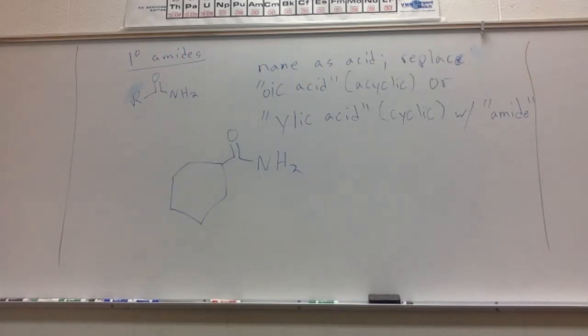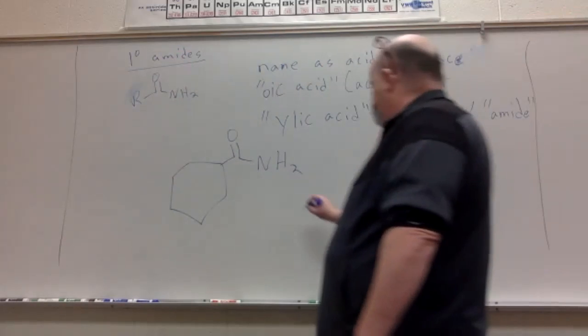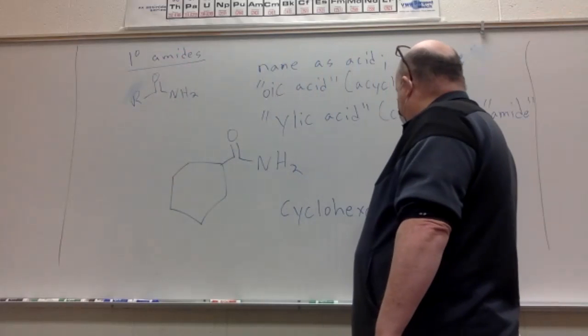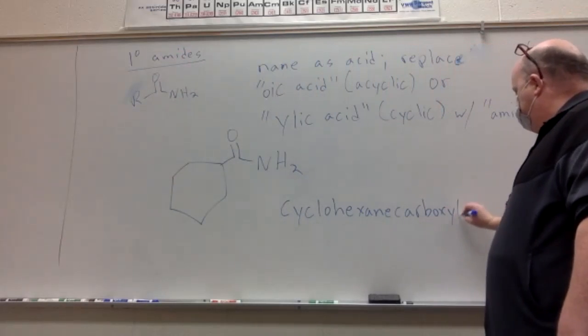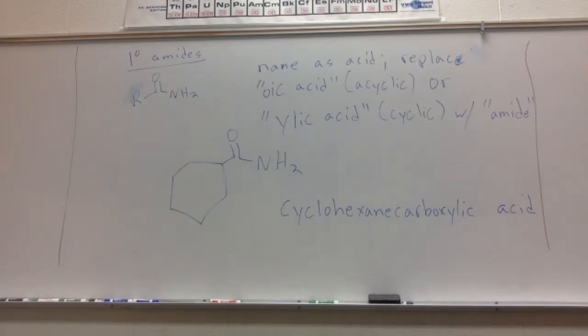All right, so the rules are the same at the beginning. Go ahead and name this as if it were a cyclic acid. What would the name of this be if this was an acid? Very good. Cyclohexanecarboxylic acid. It's kind of funny how that's all one word, but it is. Now, since this is a cyclic amide, we're not going to replace oic acid because there's not an oic acid. We're going to replace the ilic acid part of this. And voila, that becomes cyclohexanecarboxamide. Not too bad. All right. Any questions so far?